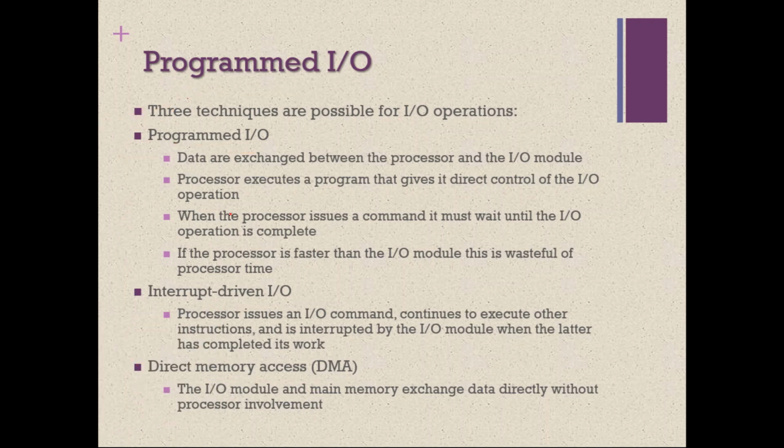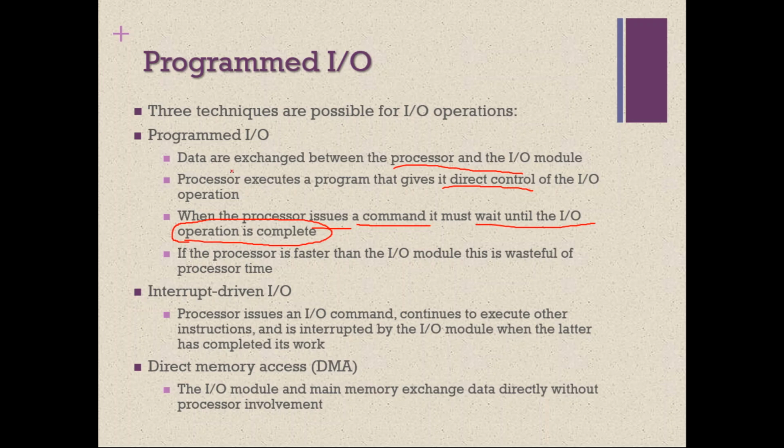With programmed IO, data can be exchanged between the processor and the IO module. The processor executes a program that gives direct control of the IO operation, as if the processor is performing the IO operation directly. When the processor issues a command to perform an IO operation, that is, to read from an IO device or to write to an IO device, then the processor must wait until the IO operation is completed. This is one of the drawbacks of this scheme.